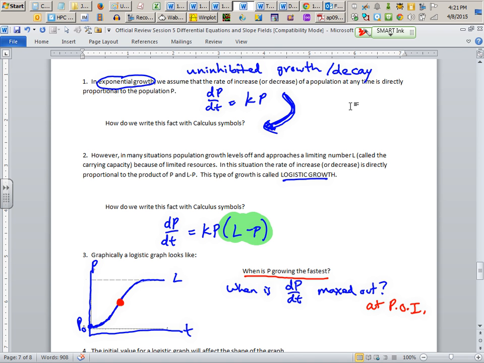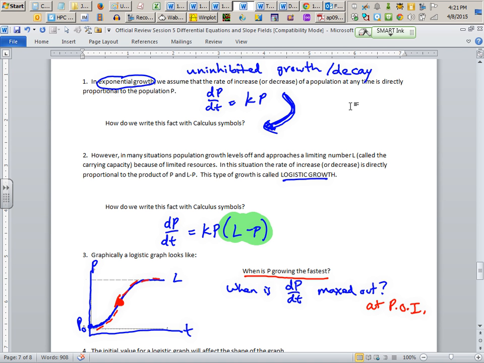Or two, there's lots of tangent lines on here. Which one's the steepest? It's the same question. Well, that's the one at the inflection point. So the steepest tangent line occurs right there. Does anybody remember at exactly what value that is? Half of the limit, yeah.